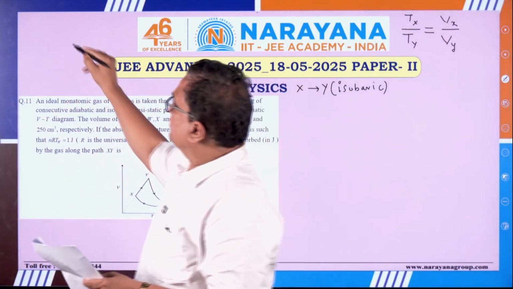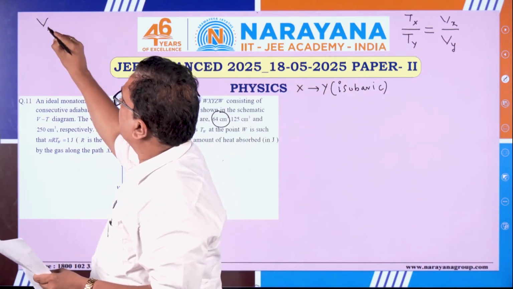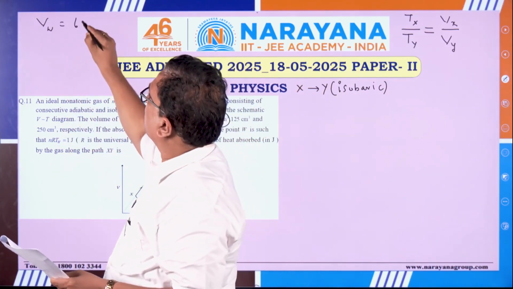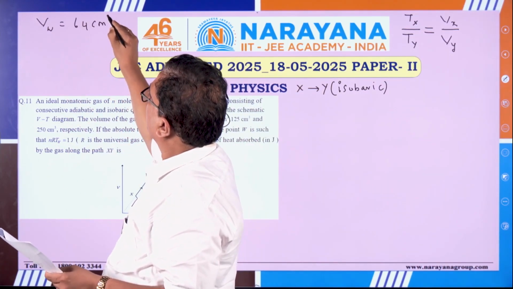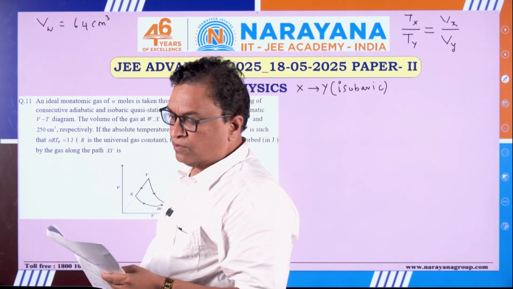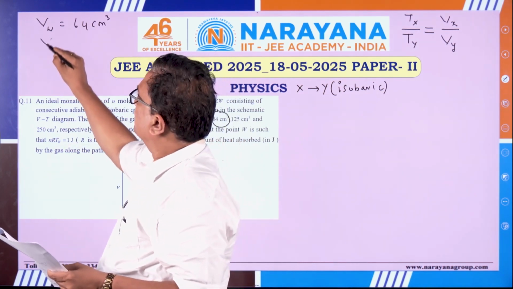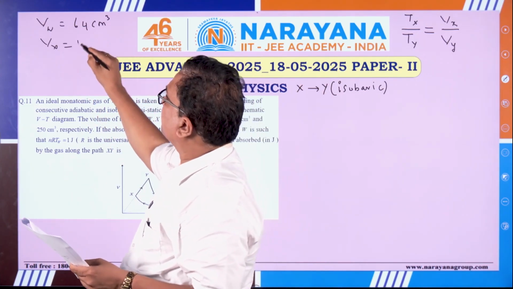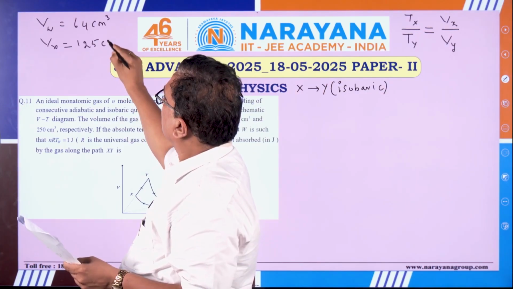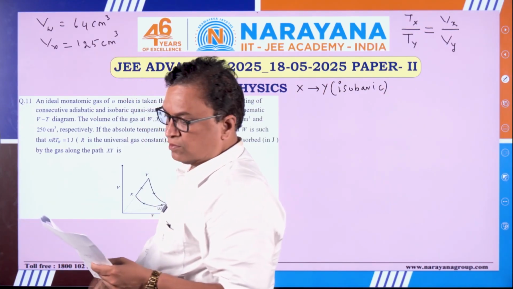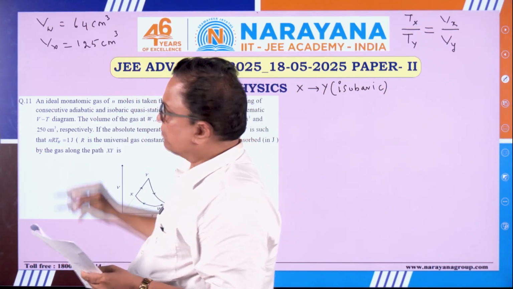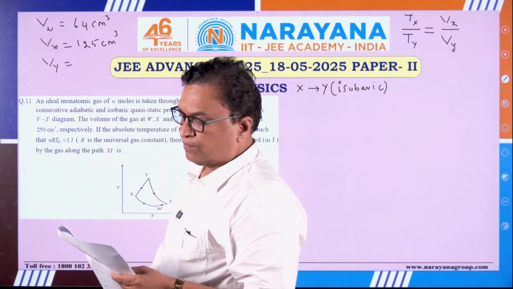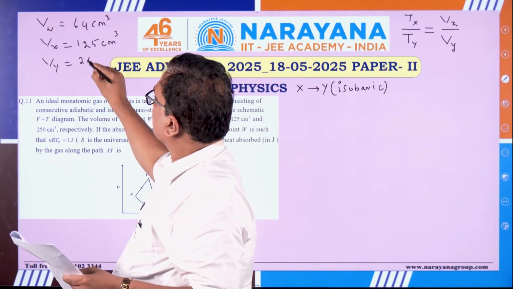So V at W is given, which is 64 centimeter cube. Vx is also given, which is 125 centimeter cube. Vy is also given, which is 250 centimeter cube.